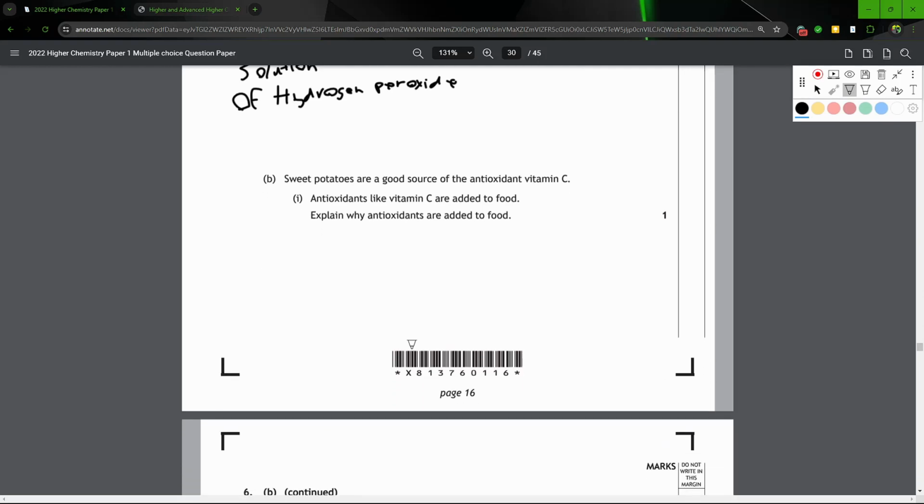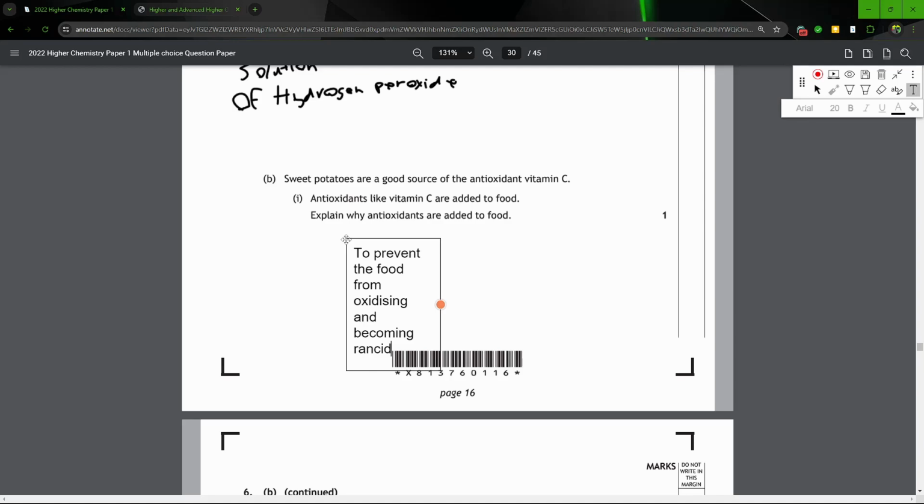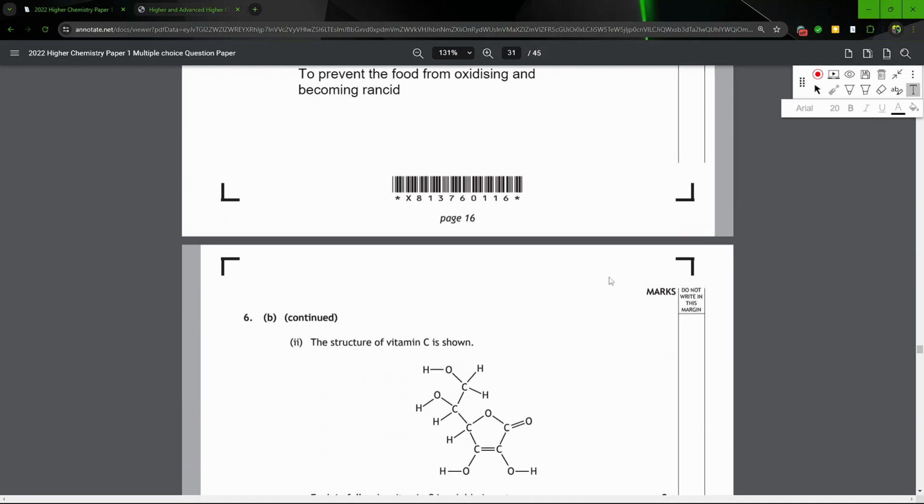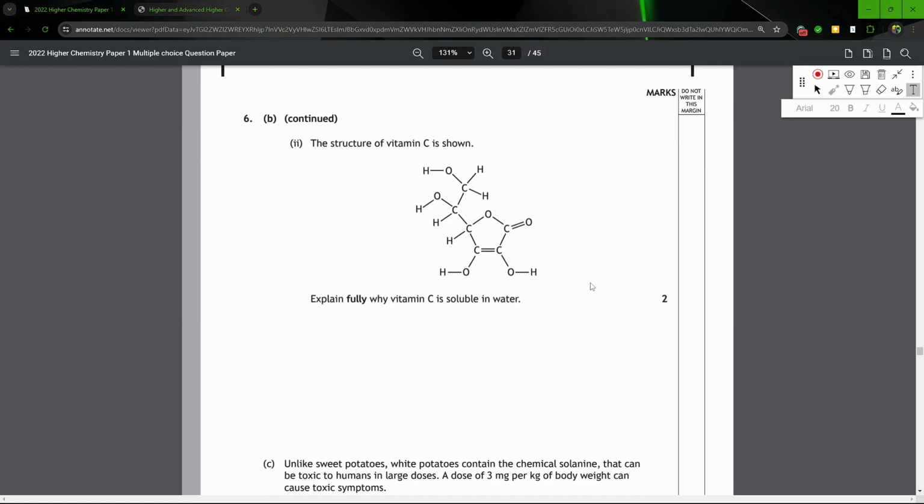Sweet potatoes are a good source of the antioxidant vitamin C. Antioxidants like vitamin C are added to food. Explain why antioxidants are added to food, to prevent the food from oxidizing and becoming rancid. The structure of vitamin C is shown. Explain fully why vitamin C is soluble in water.